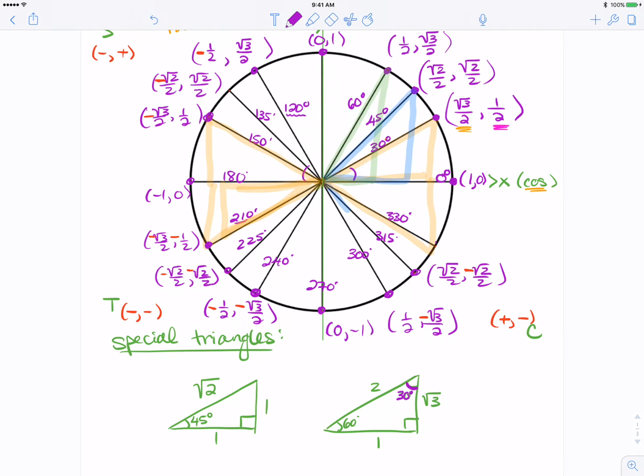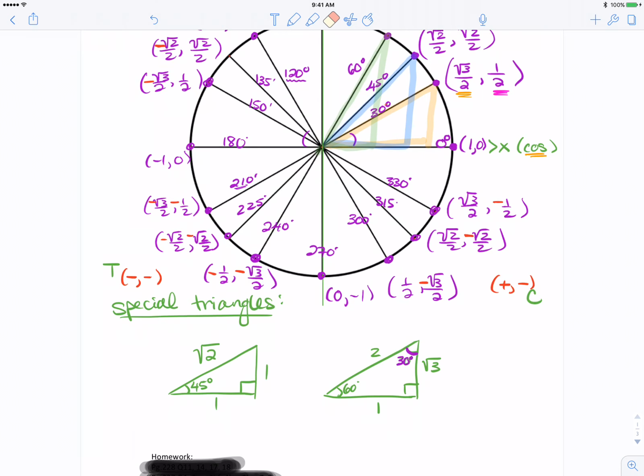And the last one, yahoo! Root 3 over 2, comma 1/2, positive, negative. Give yourselves a round of applause. You have now completed your first unit circle.